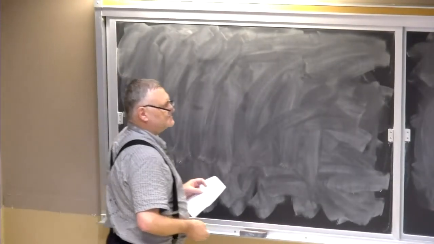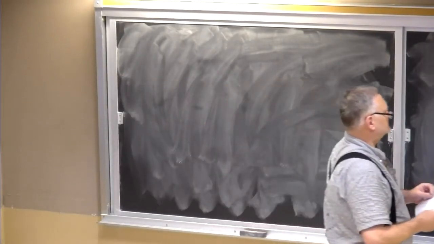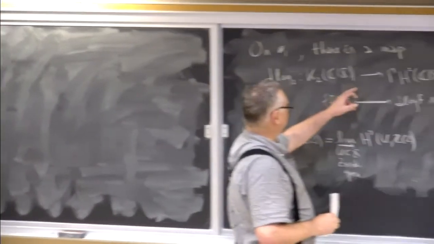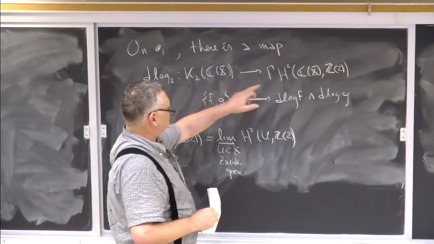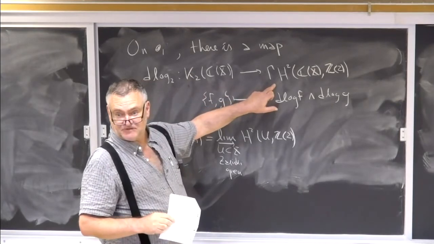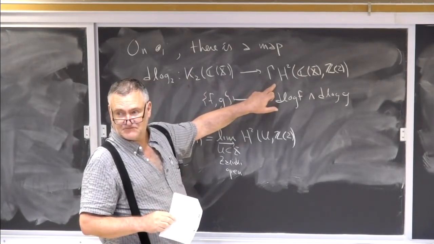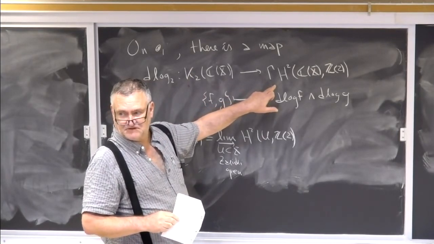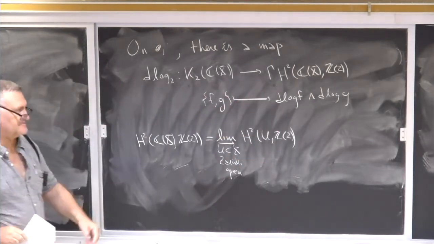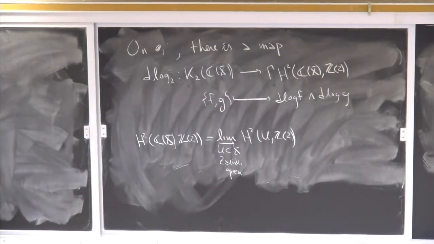And just something to add to this. The statement of this being surjective is equivalent if you replace Z by Q. There's no difference. Okay. That follows from the Merkurjev-Suslin theorem.